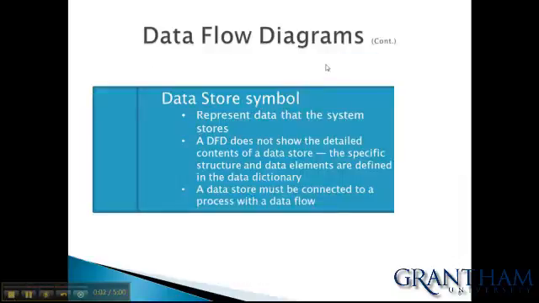The next symbol that we will look at is the data store. It represents data that the system stores. A data flow diagram does not show the detailed content of the data store. The specific structure and data elements are defined in the data dictionary. A data store must be connected to a process with a data flow.